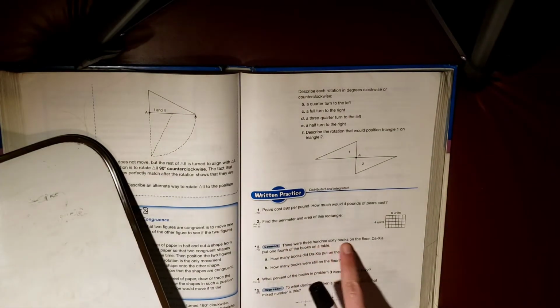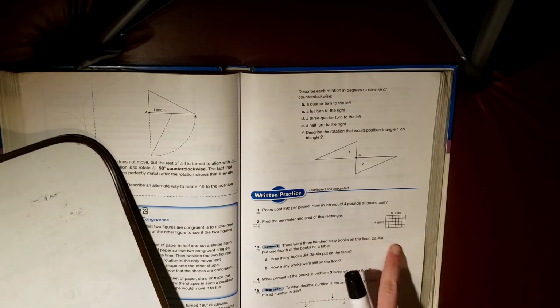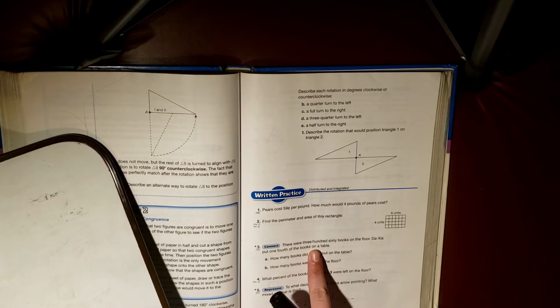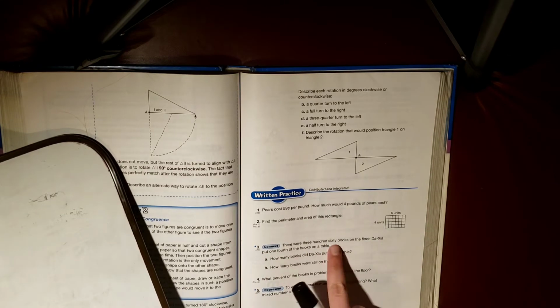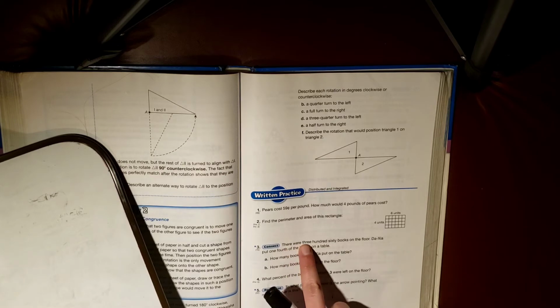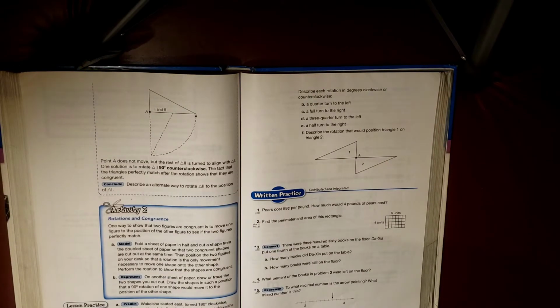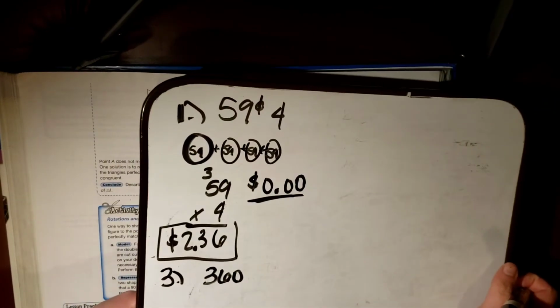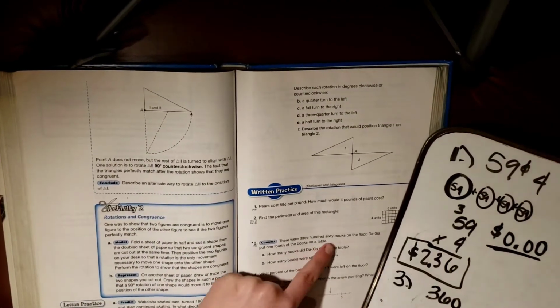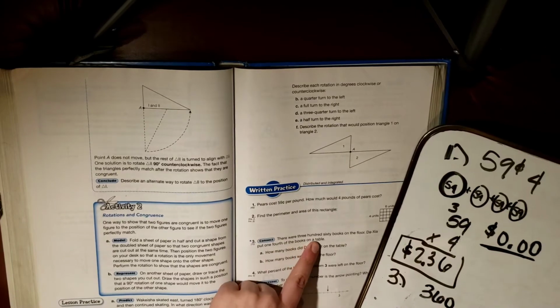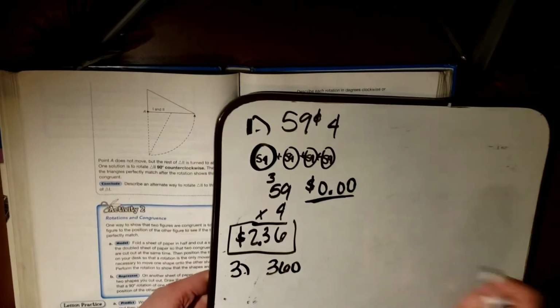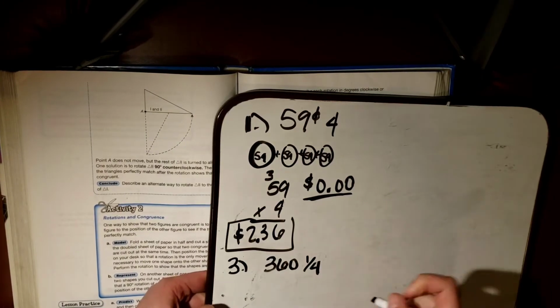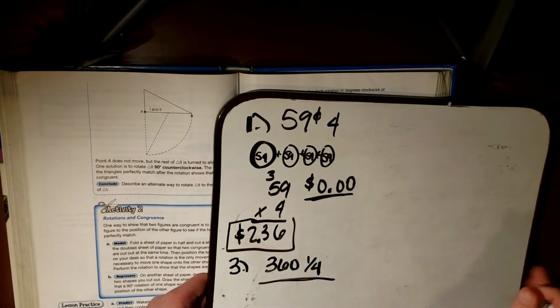Alright, next I'm going to do number 3. Oops. So number 3 says, there were 360 books on the floor. Dazia put 1/4 of the books on the table. So let's just find our key information first. They have 360 books. So I'm going to write 360 books. She put 1/4 of the books on the table. So we're going to divide it into 1/4. That's our key information right there.